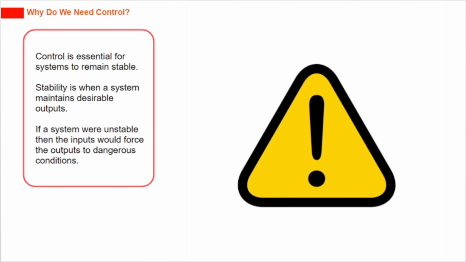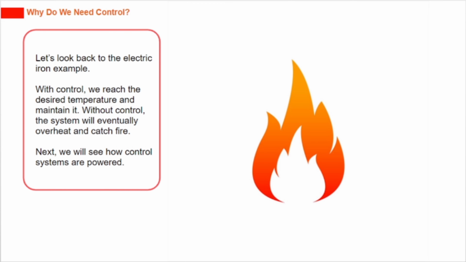Control is essential for systems to remain stable. Stability is when a system maintains desirable outputs. If a system were unstable, then the inputs would force the outputs to dangerous conditions. Let's look back to the electric iron example. With control, we reach the desired temperature and maintain it. Without control, the system will eventually overheat and catch fire.